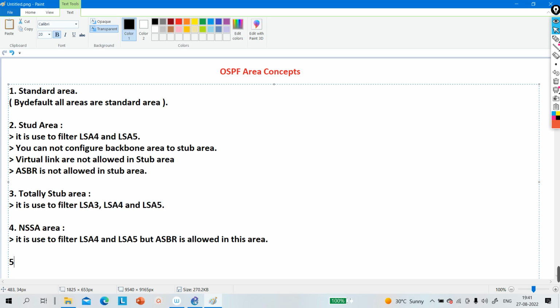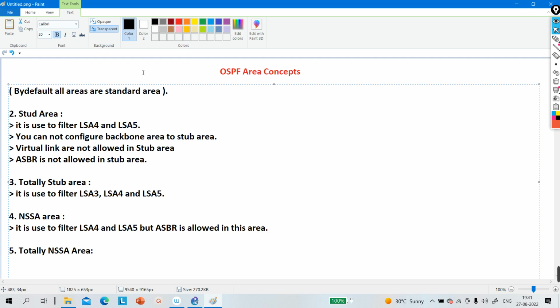And the fifth type of area is totally NSSA area. Totally NSSA area is used to filter LSA 3, LSA 4 and LSA 5, right? And again, an ASBR is allowed in the totally NSSA area. NSSA stands for not so stubby area.